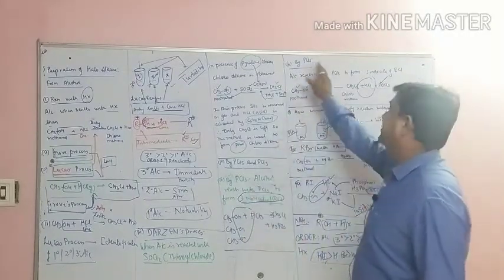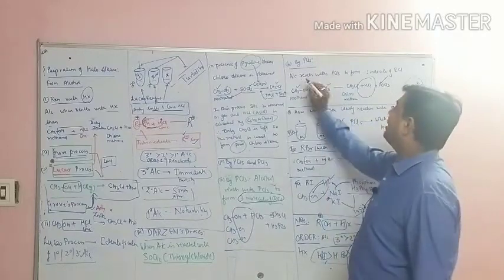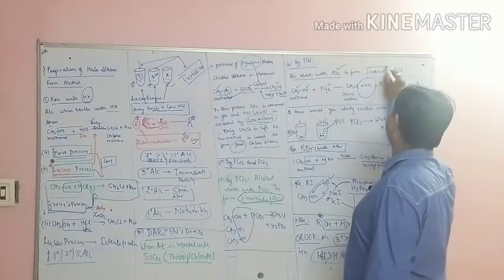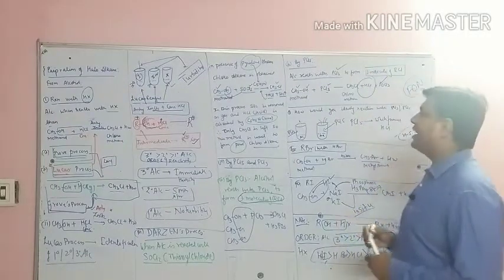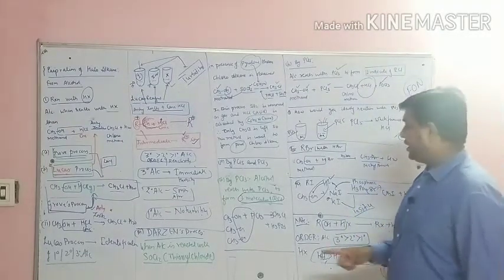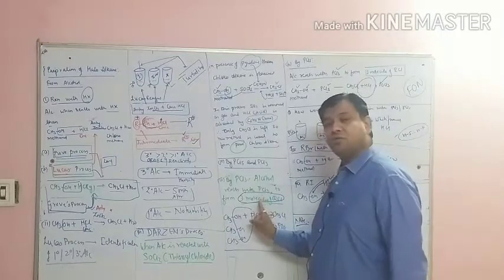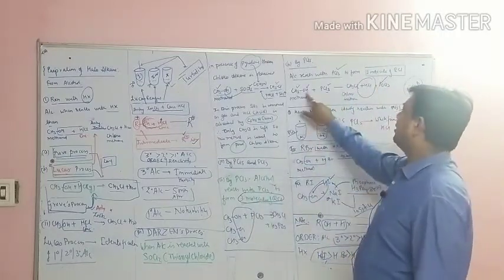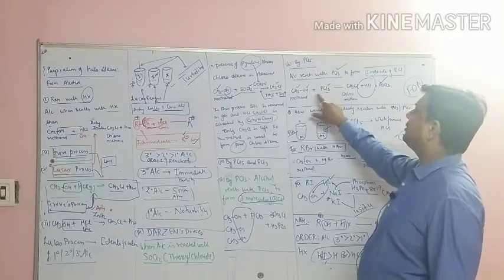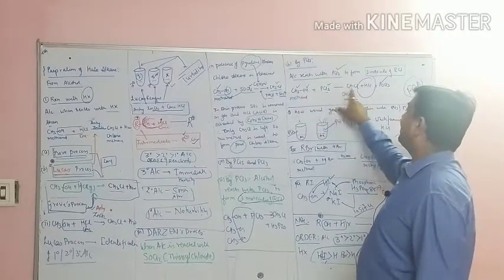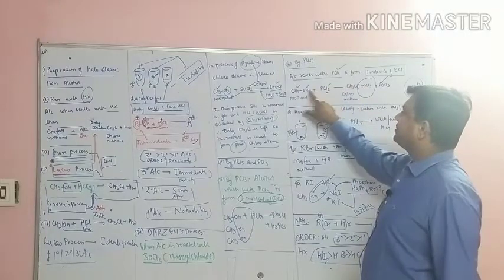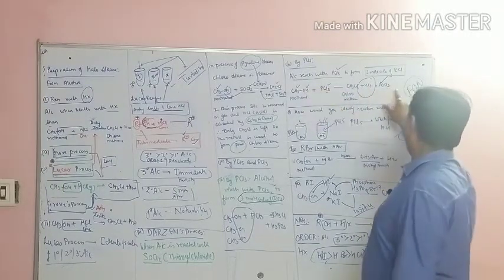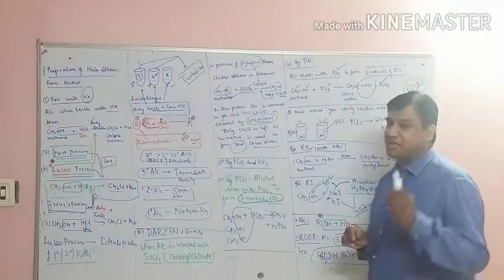Next, by PCl5. See this, students: when alcohol reacts with PCl5, remember this point, what I have written, only one molecule of alkyl chloride is obtained. Here I told you three molecules. Here I am saying only one molecule of RCl is obtained. Alcohol plus PCl5, what will happen? CH3 and Cl, one molecule is liberated. This H will go with one Cl, that is HCl, and one more product is POCl3.